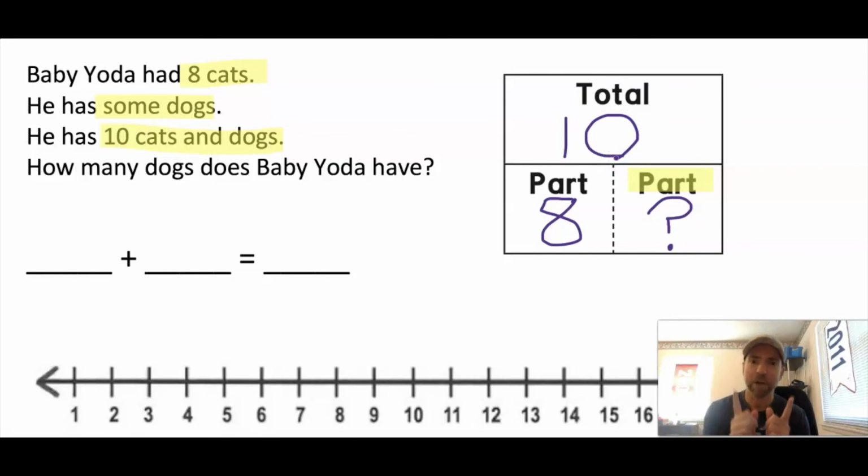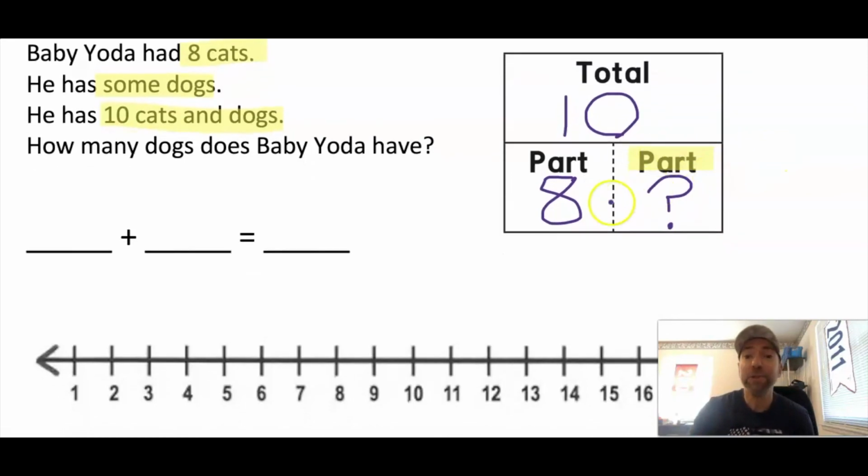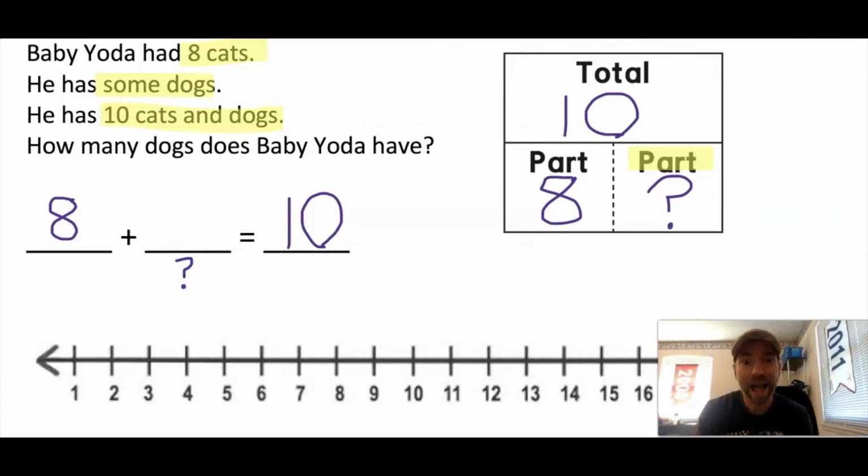Now our number model is going to look a little different. You see, I have two numbers. I have an 8 and I have a 10. We have our total for our number model. And we have one of our parts. But we are missing the other part. How can I figure that out? 8 plus how many more will give me 10?